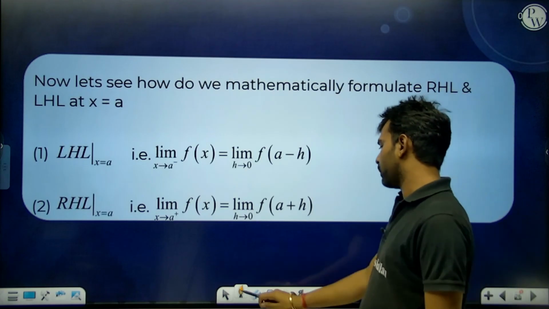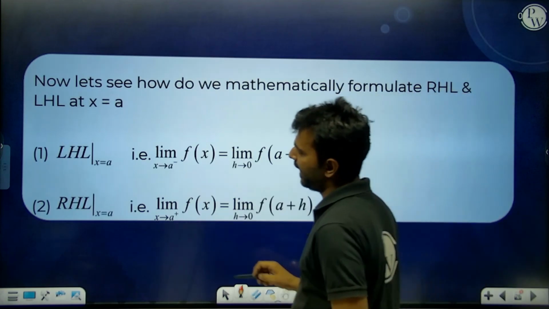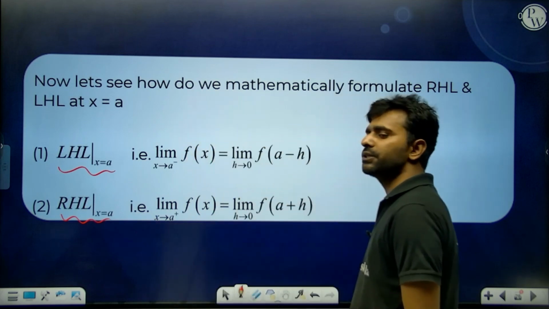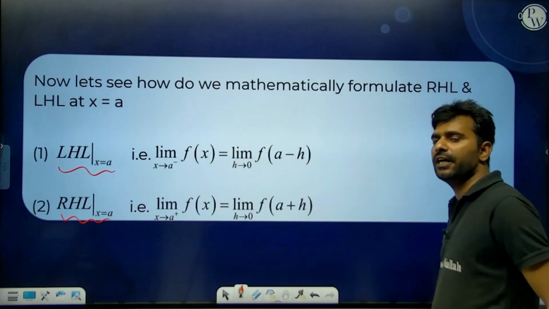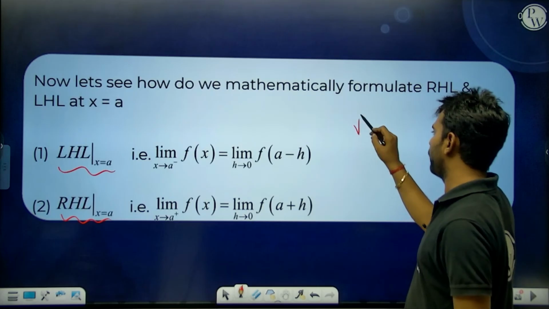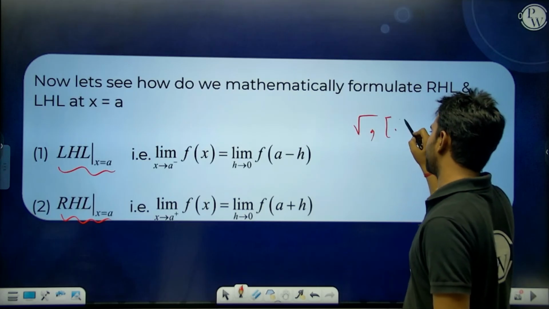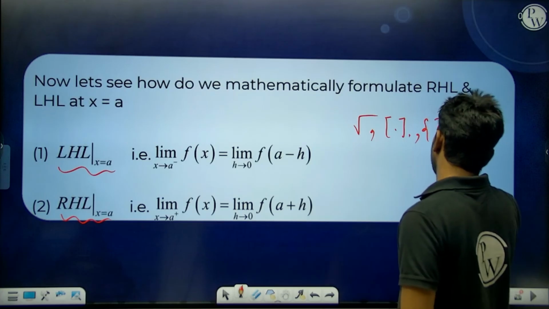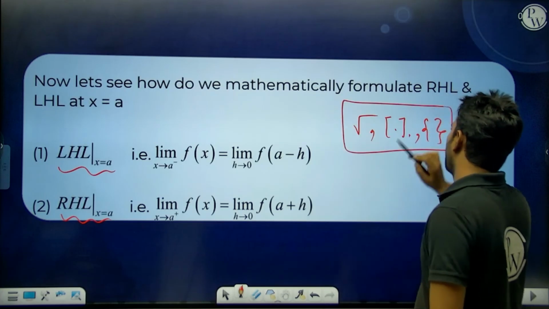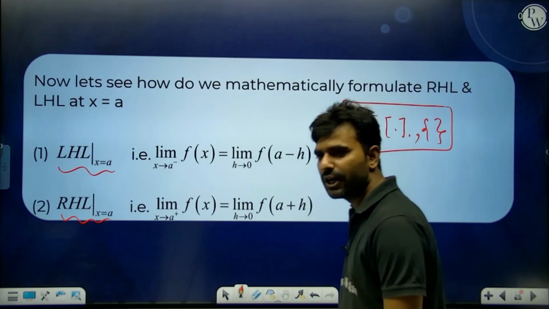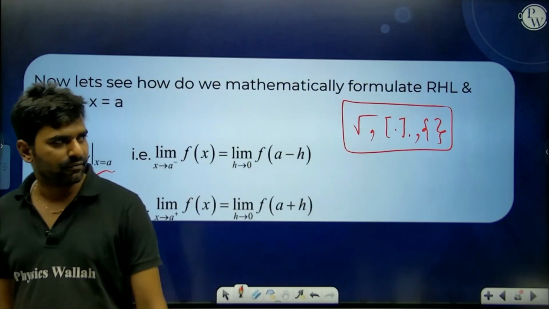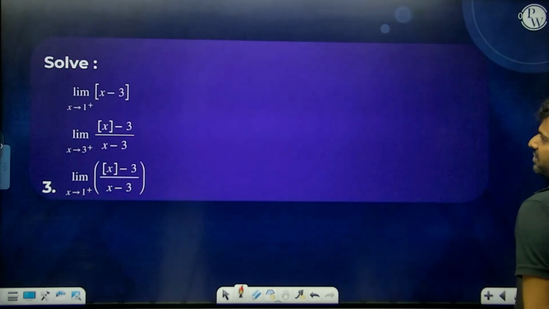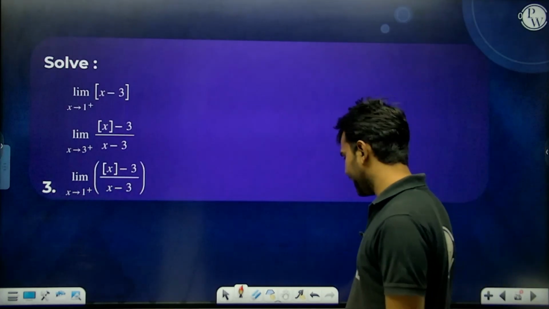Sometimes in the questions of limits, we need to calculate LHL and RHL separately. A lot of you are confused about these things, sir. When do we need to calculate LHL and RHL separately? So let me tell you, whenever an under root is there, a greatest integer function is there, or a fractional part function is there, whenever these things are there, you have to calculate LHL and RHL separately.